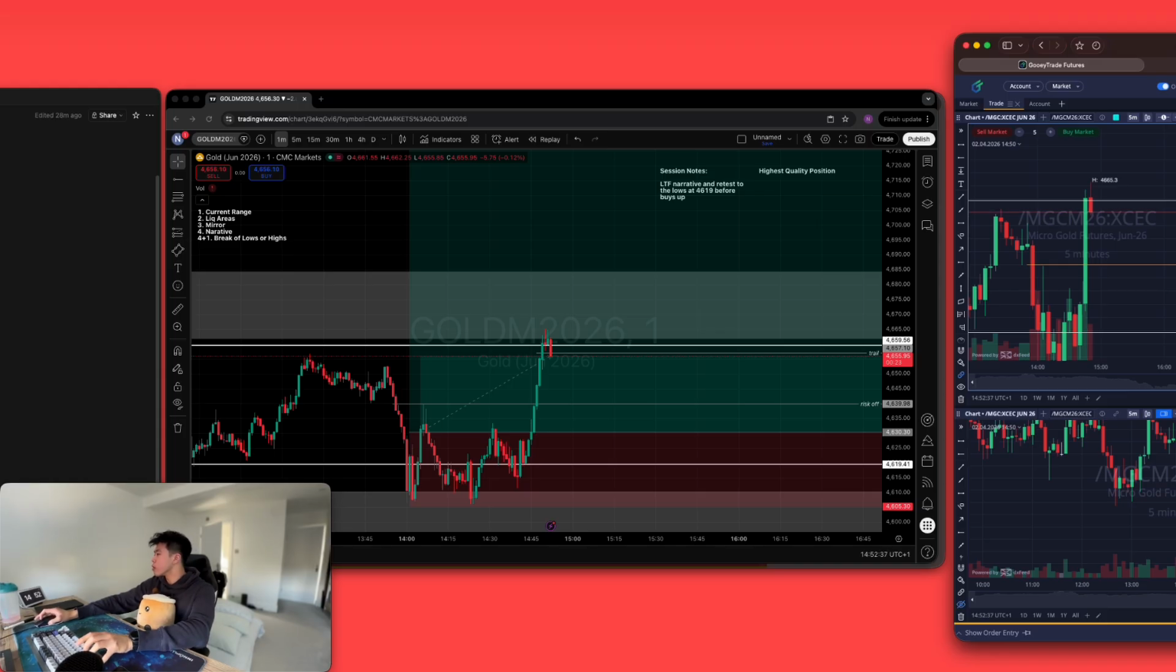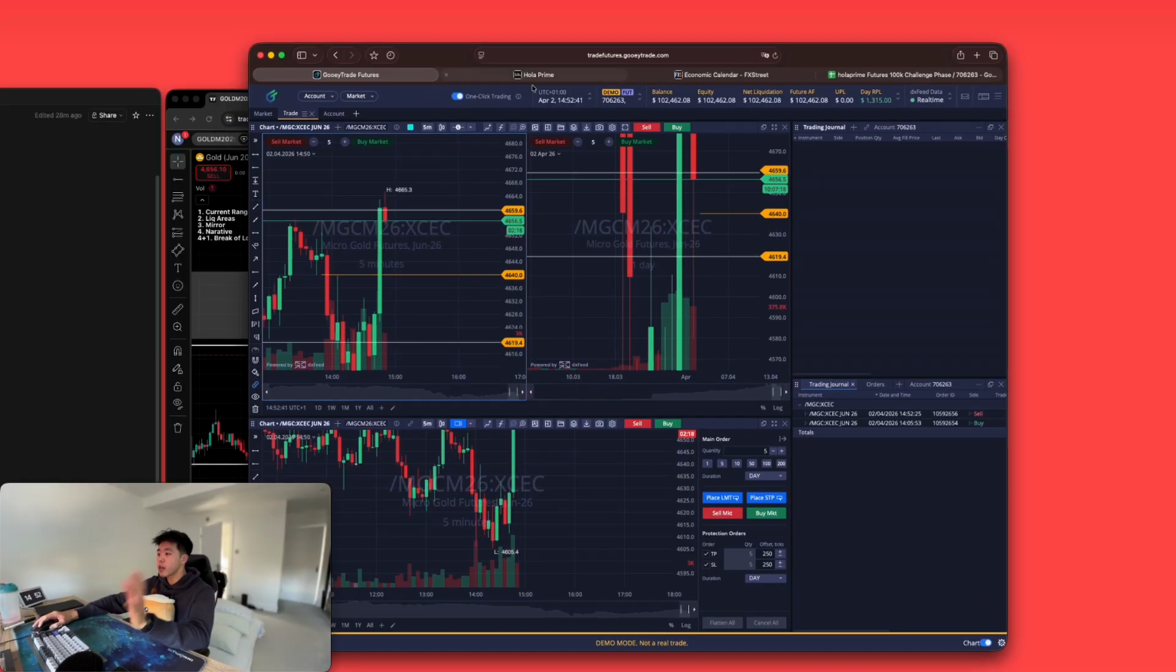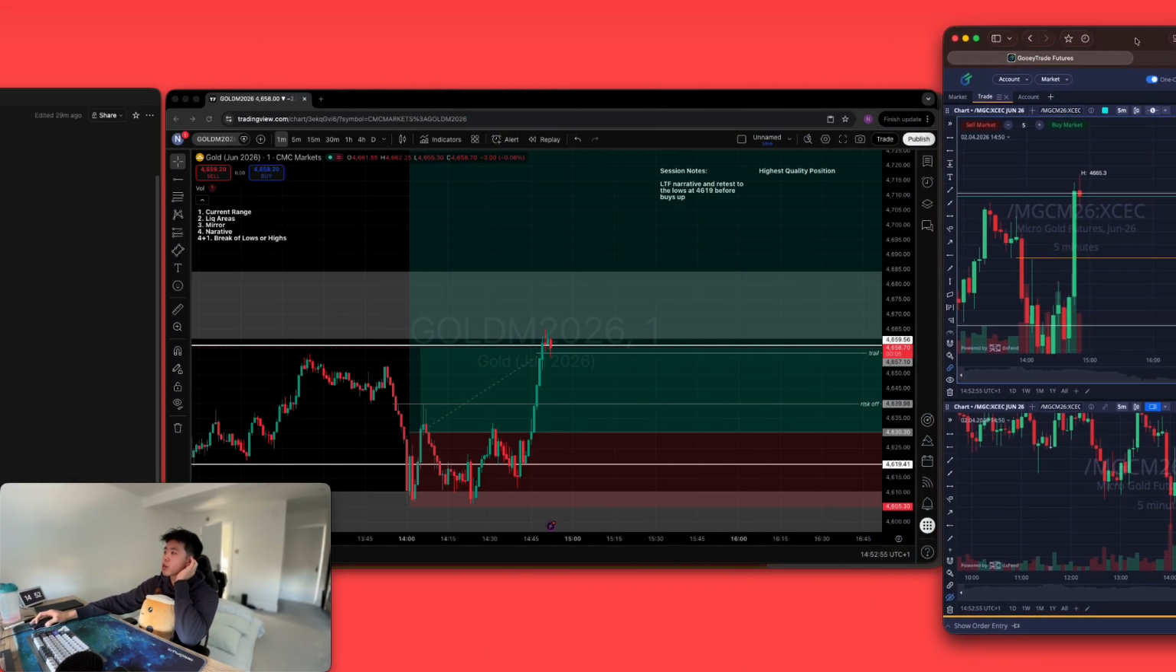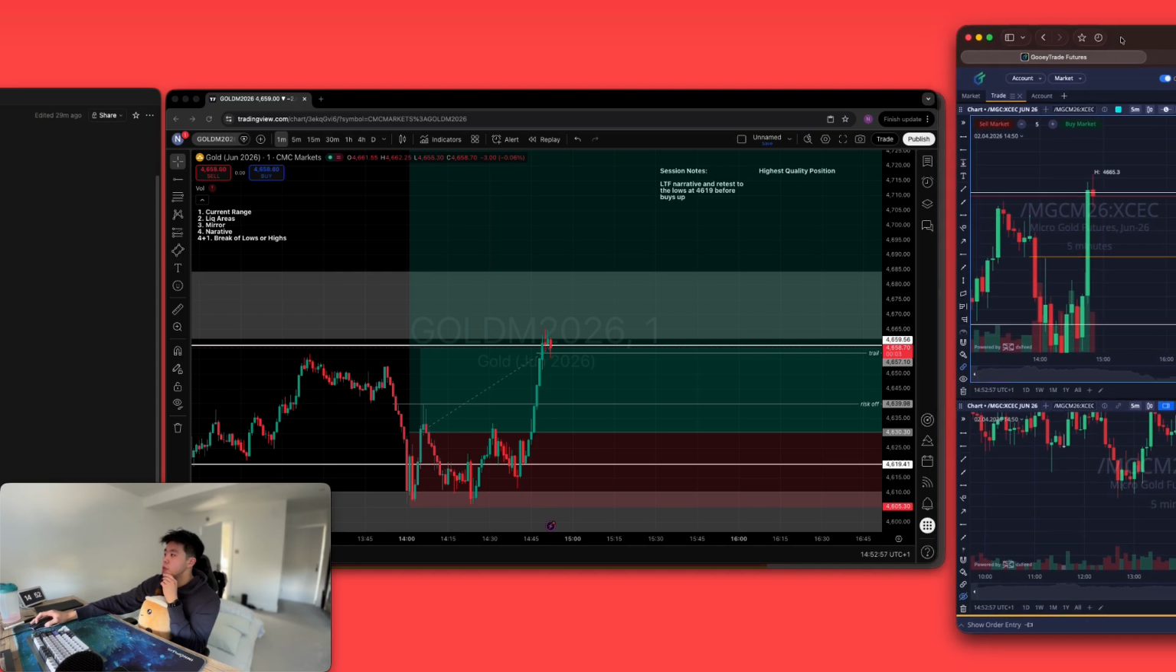$13.15. Wow. Okay, so let's bring up the trade journal here. Again, it's an evaluation account, so we're trying to go as aggressive as possible. That's 1,315 bucks. That's not too bad. 1315 divided by 5 is 263. So we secured 263 ticks on that trade position. There we go. Plan was followed, plan was executed.